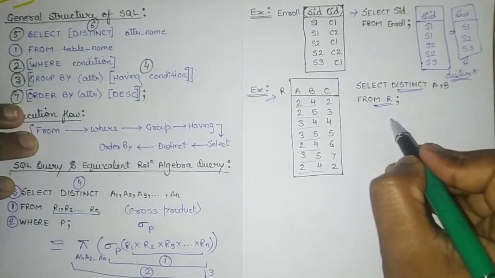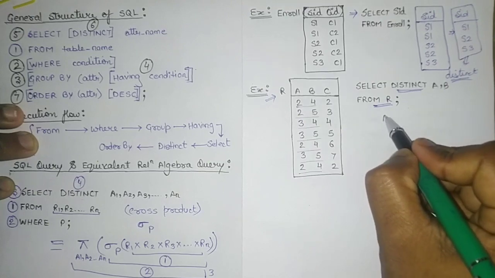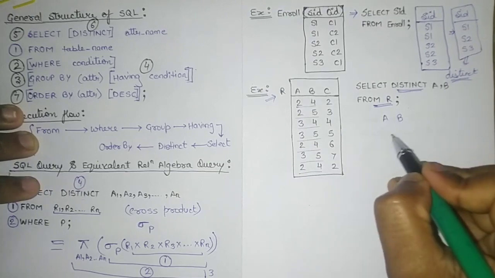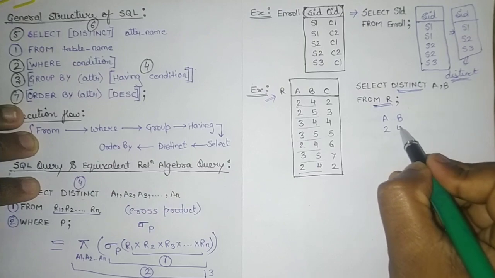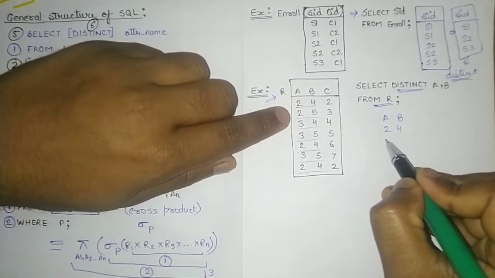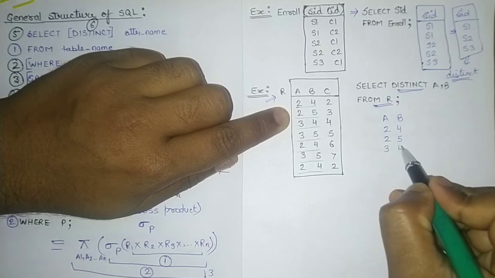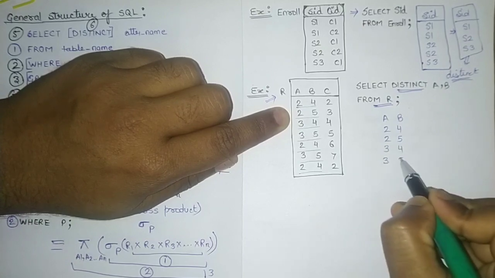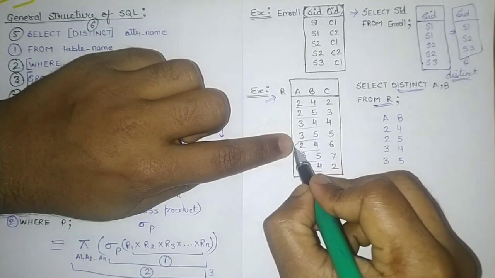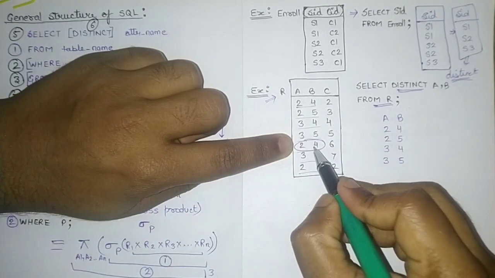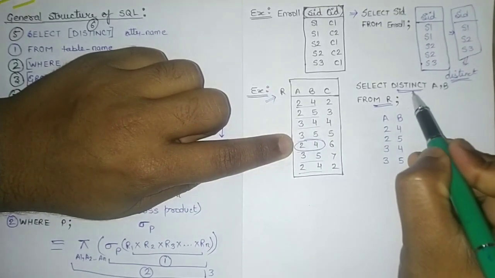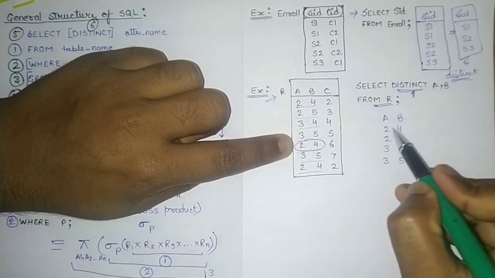So what will be the output? The output will be A, B, with values 2 4 as the first one, 2 5 as the second one, 3 4 as the third one, 3 5 as the fourth one, and then there is again a 2 4. So we cannot take this 2 4 again because of this distinct keyword. So this is already covered.